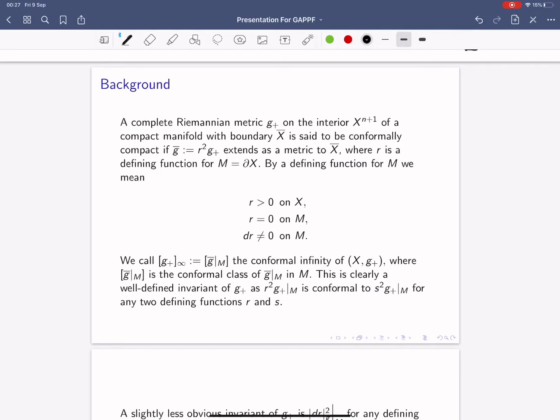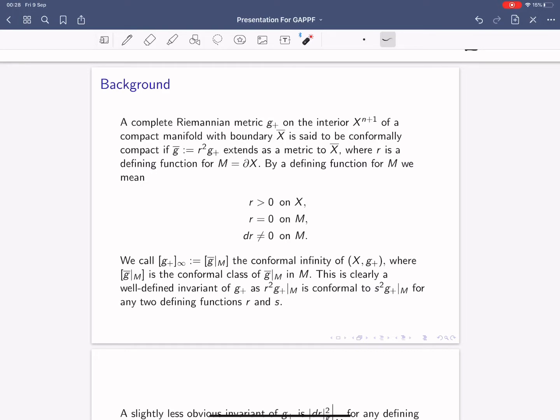So we suppose that we have a complete Riemannian metric G plus on the interior of a compact manifold with boundary. So the compact manifold with boundary is X bar. This metric is said to be conformally compact if we can extend it to this metric G bar by compactifying it by multiplying by this R squared. And you can think of R as acting like a distance to the boundary function.